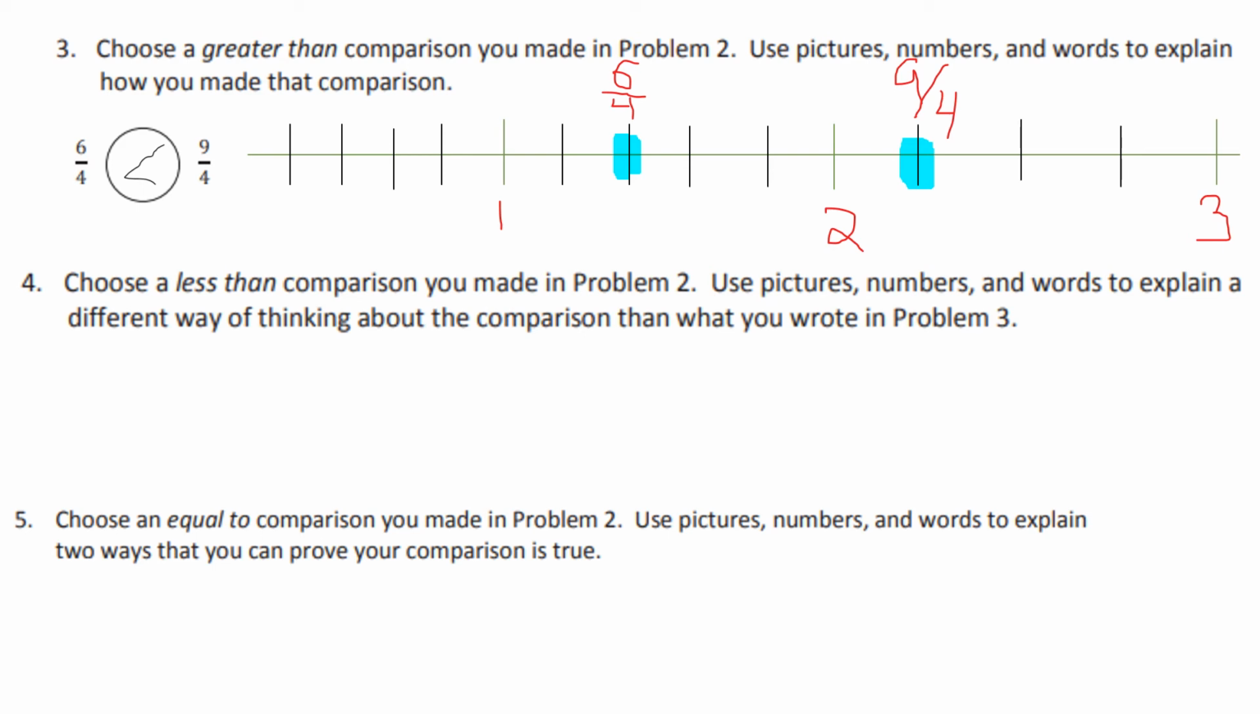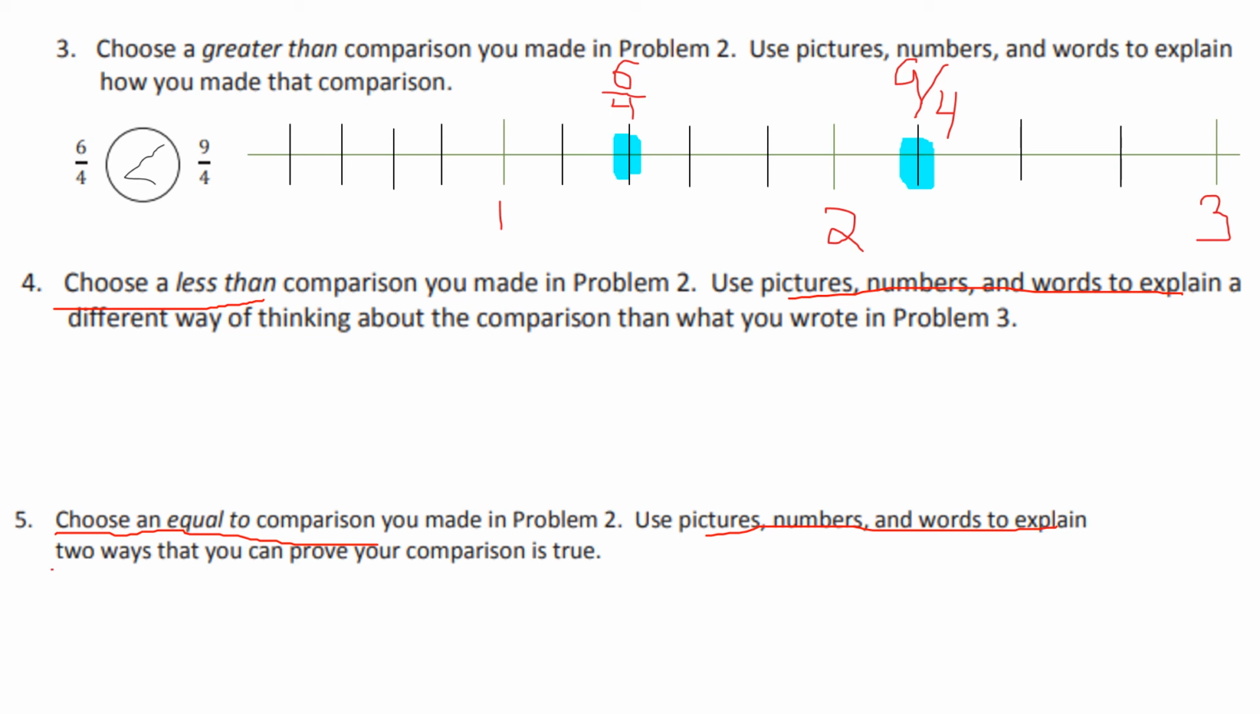So as you see, I just took over that image again from before and I did 6/4 is less than 9/4 because that is a greater comparison. And I just put on a number line 6/4 and 9/4. Now you get to choose a less than comparison that you just did. And you can do it the same way using pictures, numbers, and words to explain. And then finally choose an equal comparison and use pictures, numbers, and words.